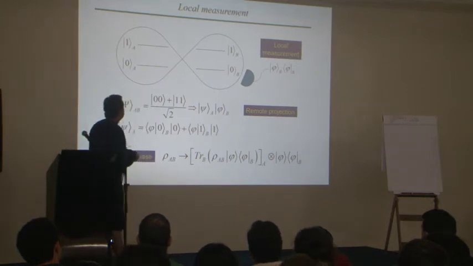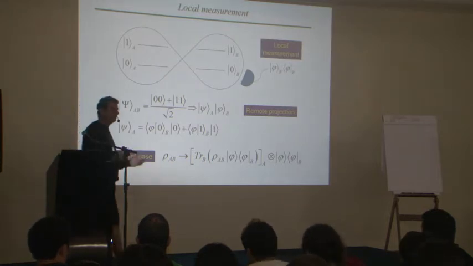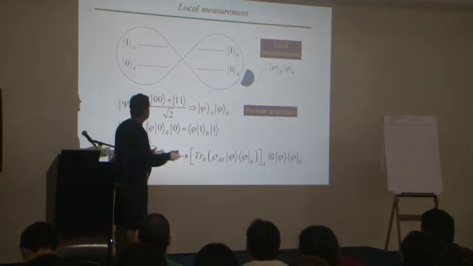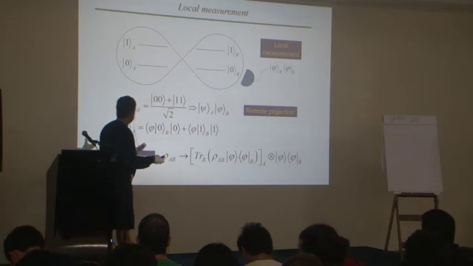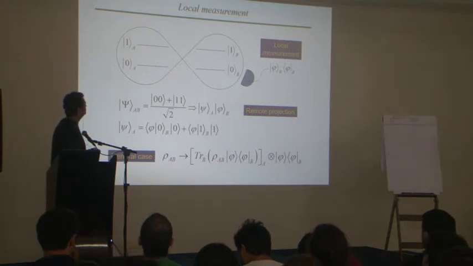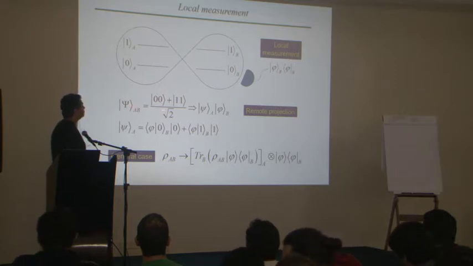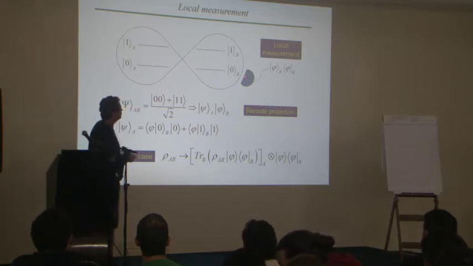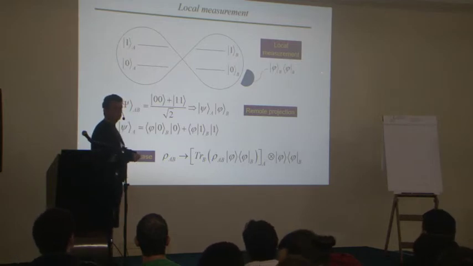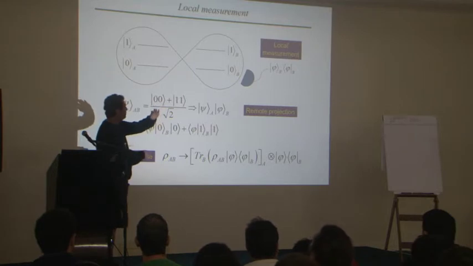Now, let's see something else that happens in analogy with this quantum and classical analogy. Suppose that you have, again, a pair of qubits. They are, for example, in a maximally entangled state. And you do the following. You take one of the qubits, you do a measurement. You make some projection in some arbitrary state, phi.